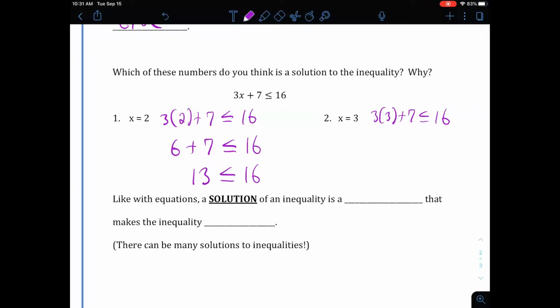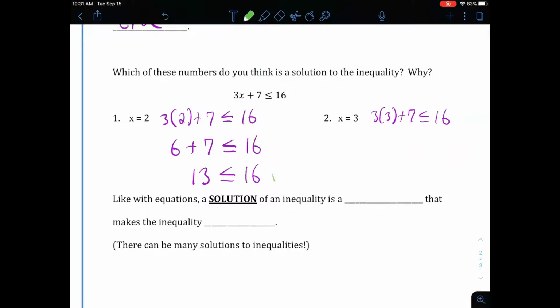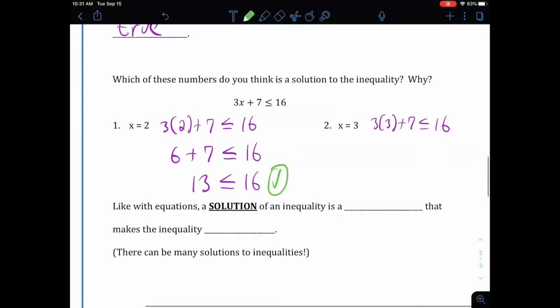So does it have to be both? Does it have to be less than and equal to, or does either or work? Hopefully you said either or. So is 13 either less than 16 or equal to 16? It is less than 16. So is this a true result or no? This is going to be yes. That one's good because it is less than or equal to 16.